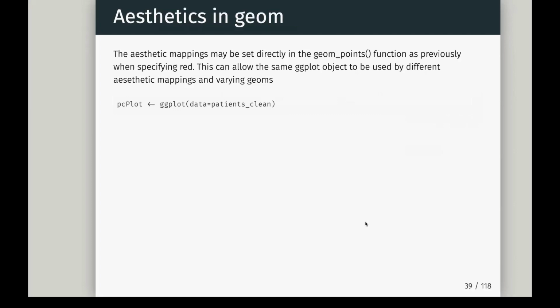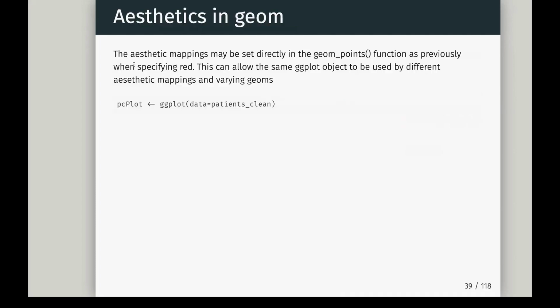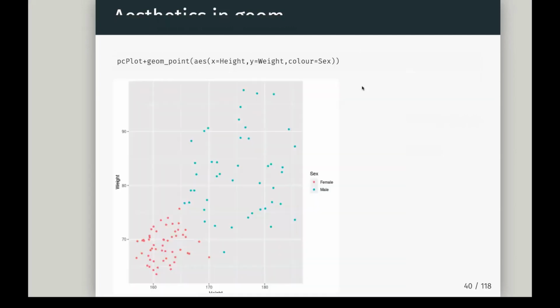The aesthetic mappings may be set directly in the geom point function. As previously specified, this can then allow for the same ggplot object to be used by different aesthetic mappings. So I don't need to set my aesthetic mappings when I'm creating it, where I put it here inside the ggplot argument. Maybe I don't set them. I can just set them later on inside the geom point function. Okay, so that means that maybe I want to have a base ggplot object, and then I want to change and alter that a little bit more flexibly.